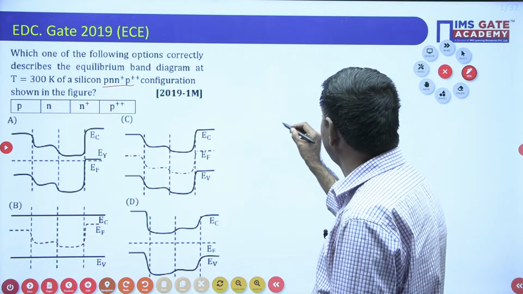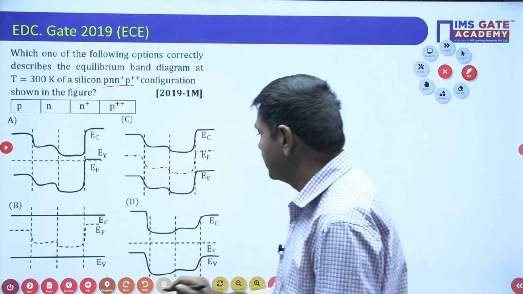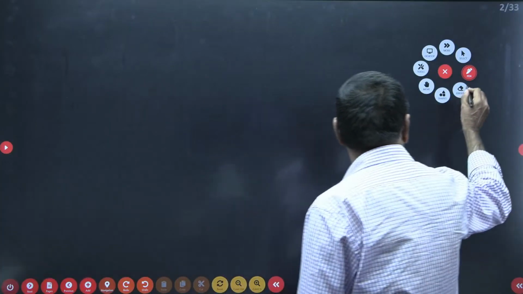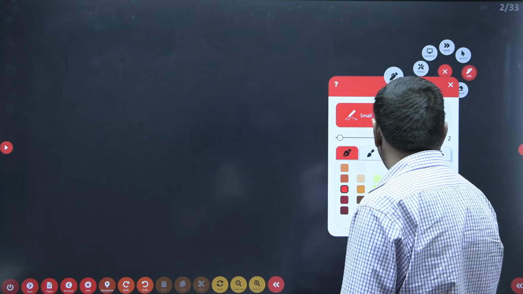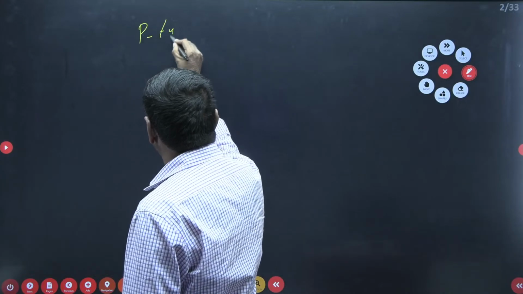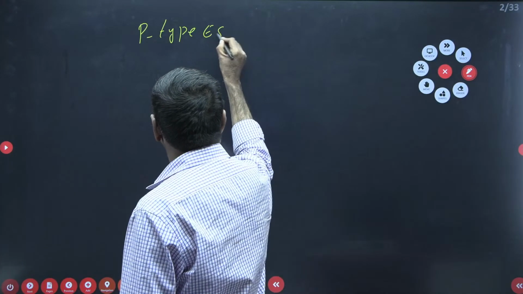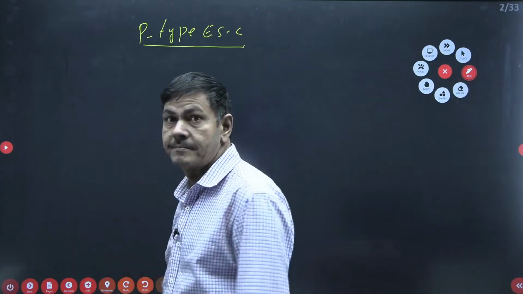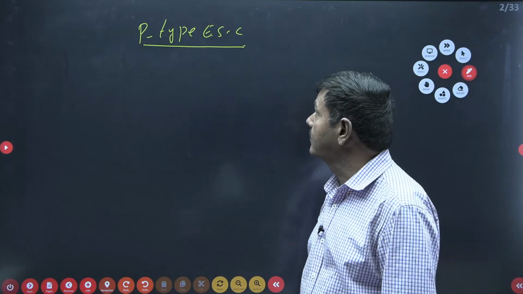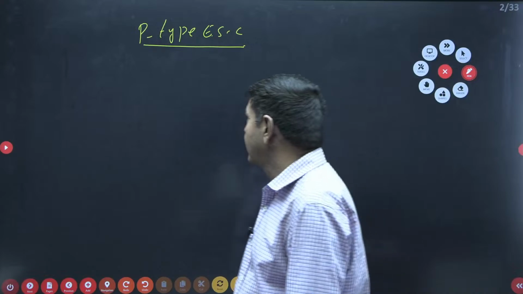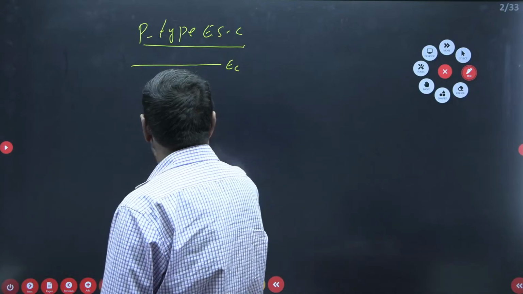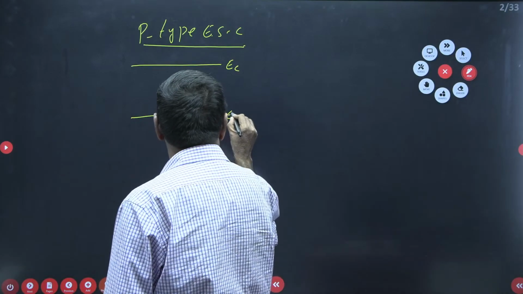Suppose you have taken any p-type semiconductor. I will do it here now. Suppose I selected a p-type extrinsic semiconductor. How will the energy band diagram be plotted for a p-type extrinsic semiconductor? Suppose I select this as the conduction band EC, and this is the valence band EV.